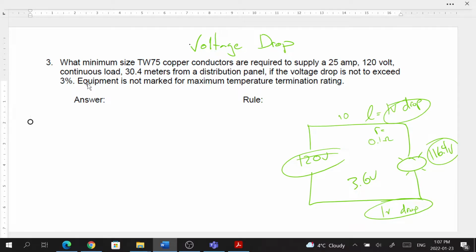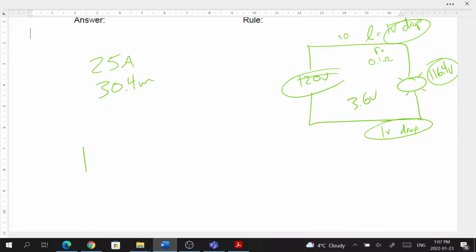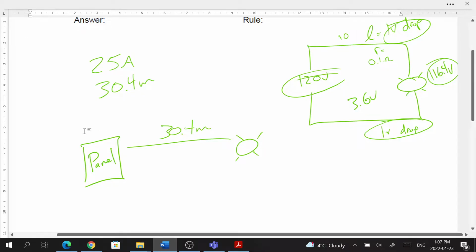So in this particular question, we got TW75 copper conductors, and they're required to supply a 25 amp, 120 volt continuous load, 30.4 meters from a distribution panel. So that's referring to, if you got a panel here and a potential light bulb over here, our light bulb is going to be 30.4 meters from our panel.